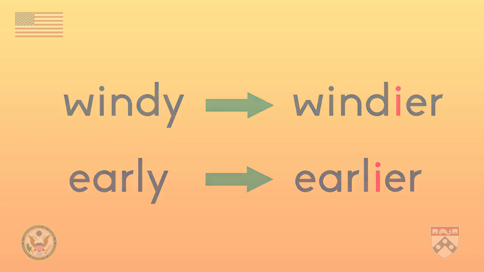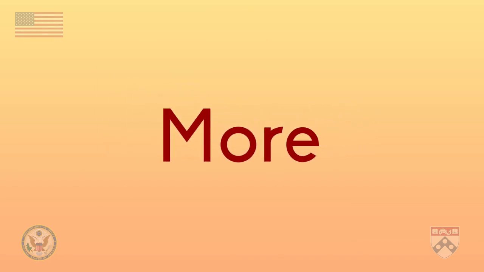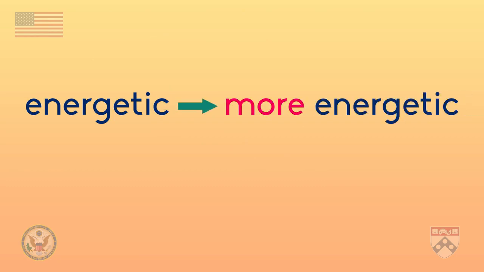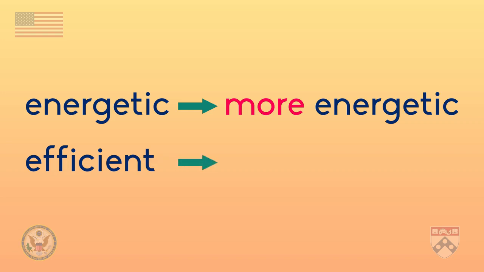The third rule is that if the adjective has two or more syllables and does not end in y, do not add an ending. Instead, use the word more before the adjective. So energetic, with 4 syllables, becomes more energetic, and efficient, with 3, becomes more efficient.